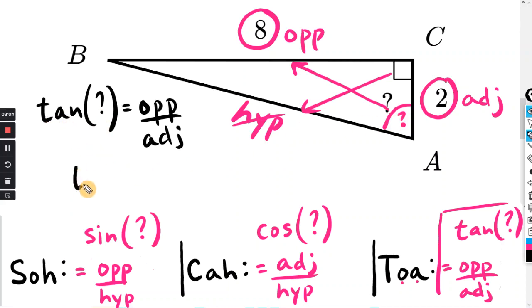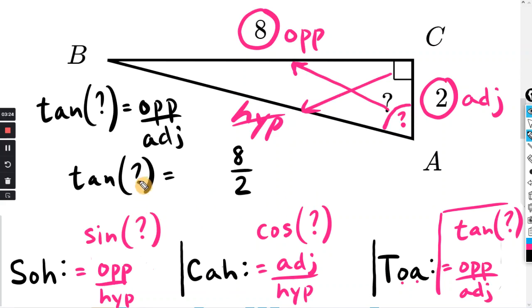We'll leave it as tan of question mark, and that equals opposite, which is 8, over adjacent, which is 2. You don't need to reduce this fraction.